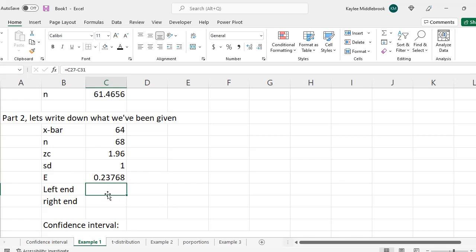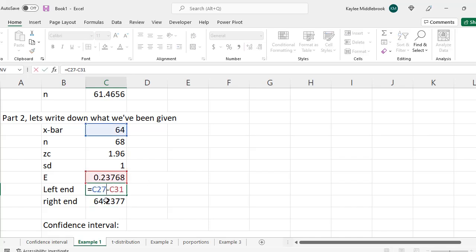Next, to calculate the left end and the right end, we're just going to do the mean and subtract the error right there, and then we'll do the mean and add the error. Okay?